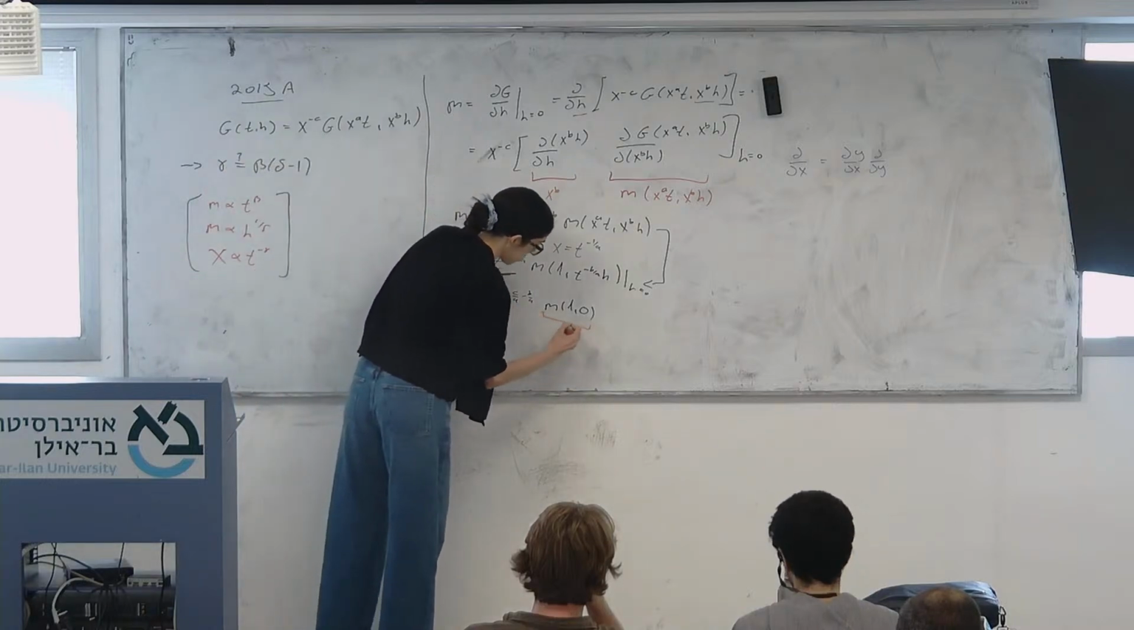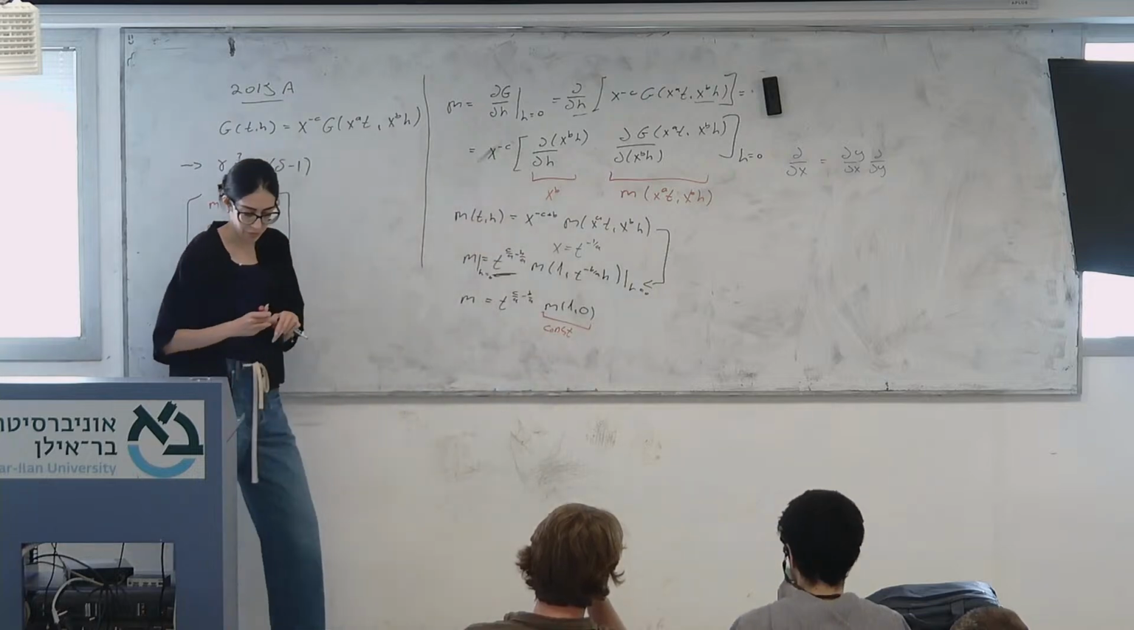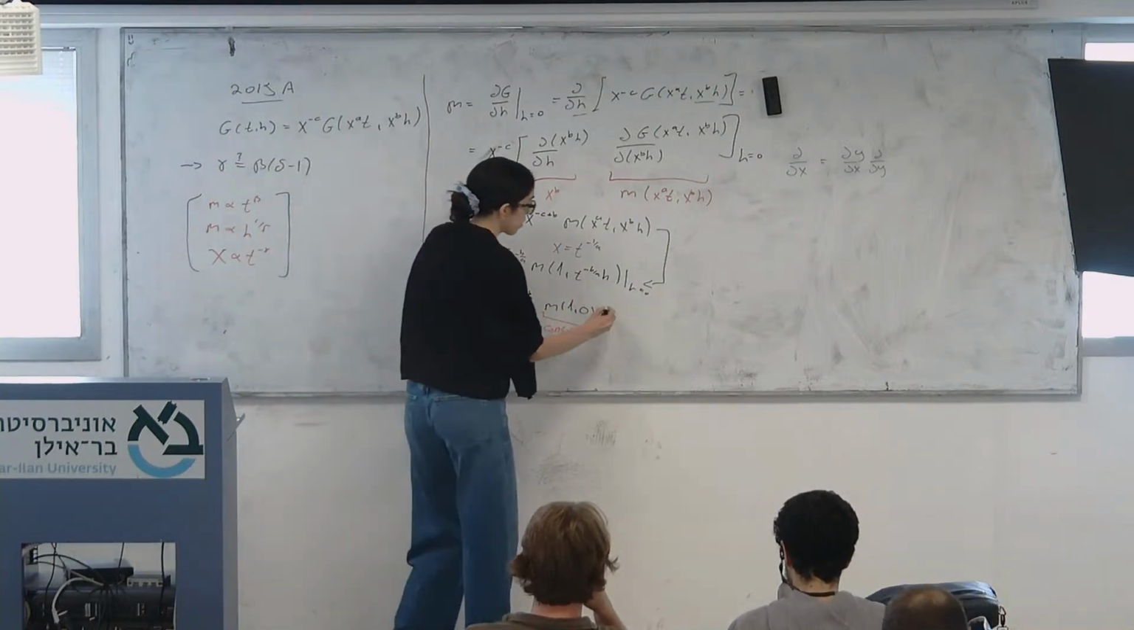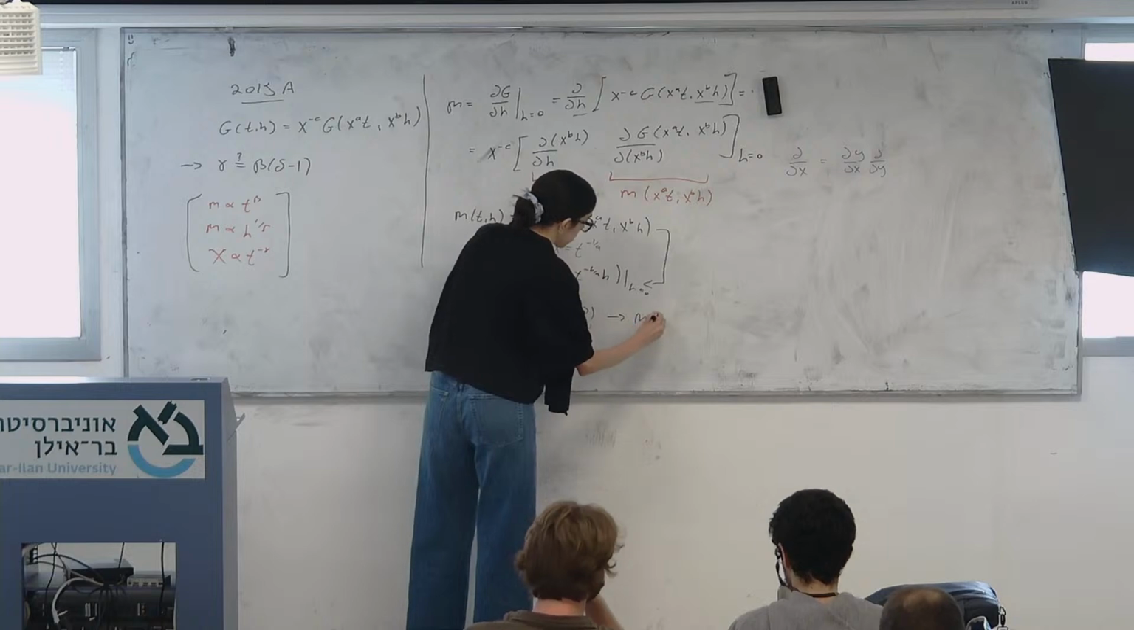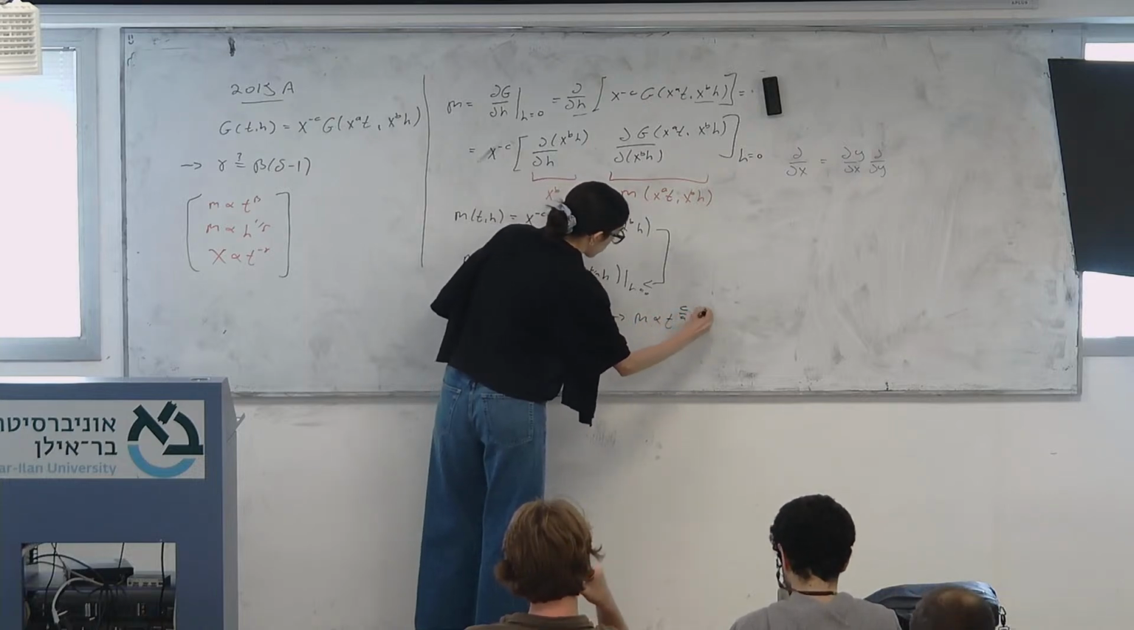Whatever I have here is just a constant. So we got that overall m is proportional to t to the c over a minus b over a.